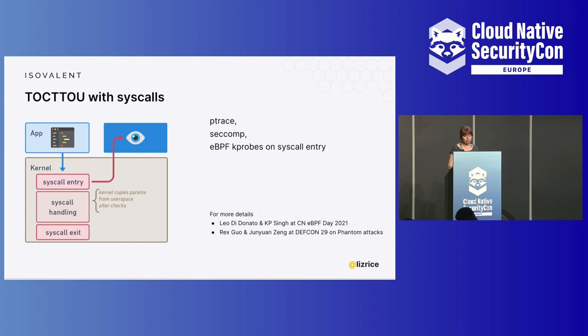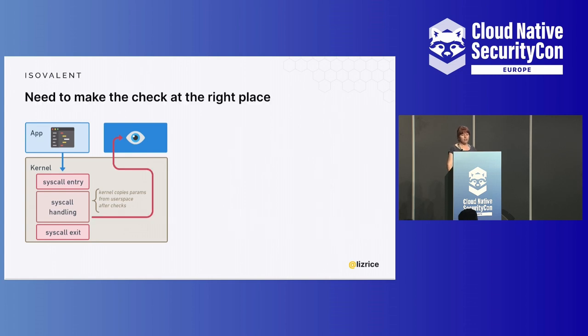And it can affect all of these tools that inspect parameters before they've been copied into kernel data structures. What we need to do to avoid being vulnerable to this time of check, time of use issue is look at the parameters to a syscall after they've been copied into kernel memory, so that there's no possibility that the parameter has been changed before it gets copied into the kernel.